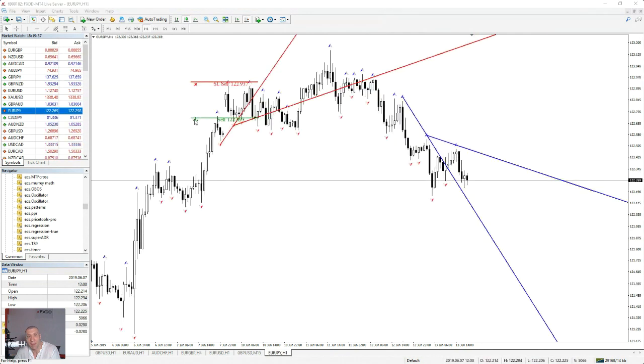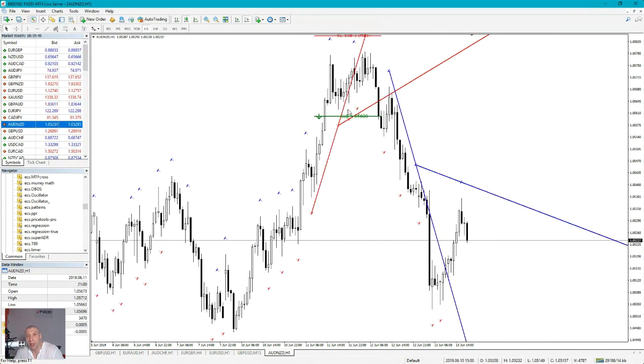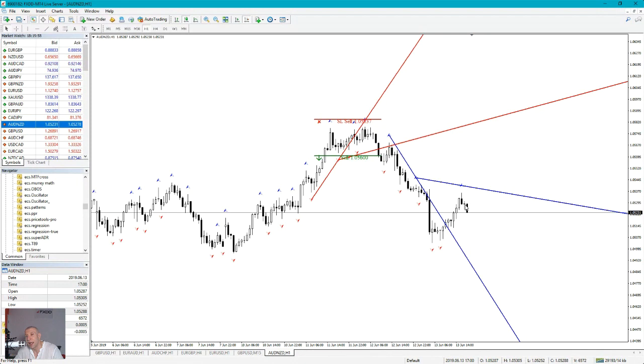Let's use another example. Euro yen. We had a breakout here. The price actually went up and then broke out. Now, if the price breaks this trend line, it will be a buy trading opportunity. The Australian, New Zealand, this was the breakout, sell, and the price went down. Now the price formed, based on fractals and trend lines, a possible counter trend move.